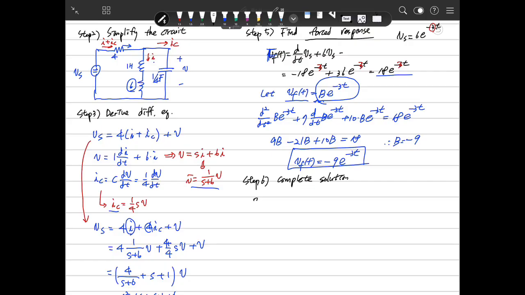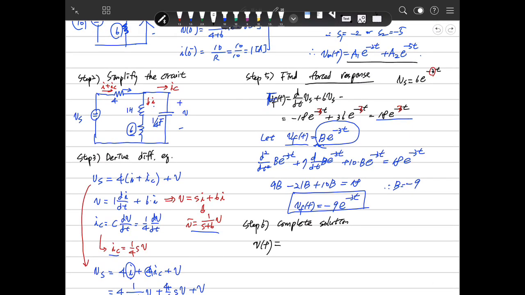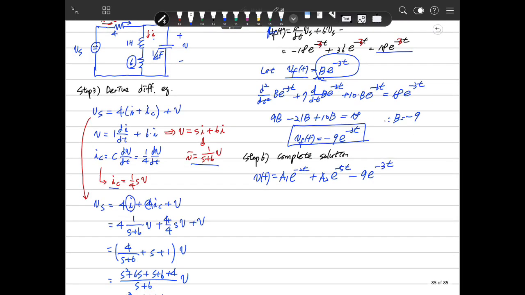Solution. Vt is x and t here. We write Vt is A1 exponential minus 2t plus A2 exponential minus 5t plus forced response. So this is not plus, it's a minus 9 exponential minus 3t. And to get the A1 and A2, we have to use the initial condition.